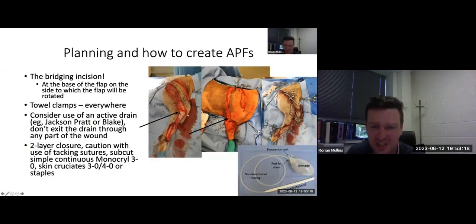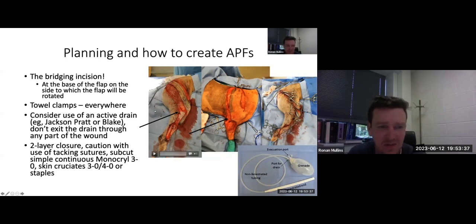In terms of the bridging incision, this is obviously important. This is an example of a genicular axial pattern flap used for a mast cell tumor, which we'll talk about later, a suspect high-grade mast cell tumor on the distal limb. So with that size defect, it would be very hard to close that primarily. So the genicular lent itself quite well for this case.